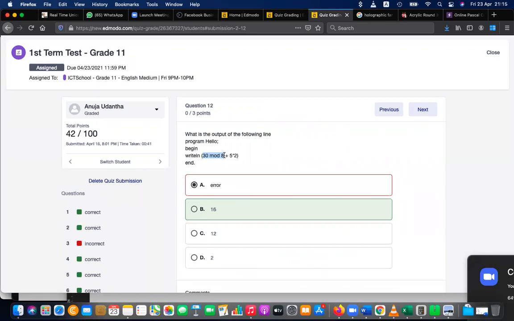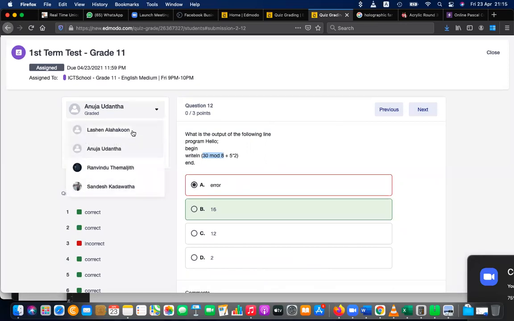What is remaining after dividing? 6. Yeah, 6. Then add to 6, 5 into 2. 5 into 2 is 10. 10 plus 6 is 16. So, that was not marked. Right, 16 is the answer.